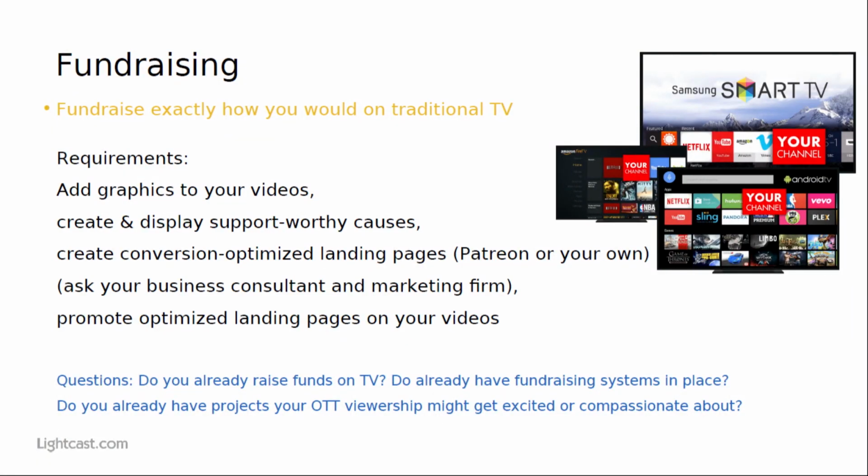Fundraising is done exactly the same way you would on traditional TV. What's required is adding graphics to your videos, creating and displaying support-worthy causes, and creating conversion-optimized landing pages, whether they're your own or your patrons'. This is always something your marketing firm or business consultant can help you with. You always want to promote landing pages on your videos as well.